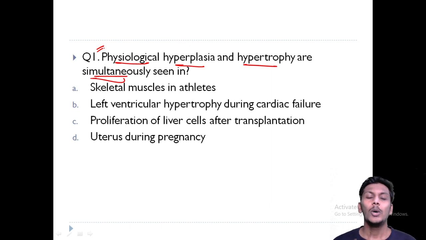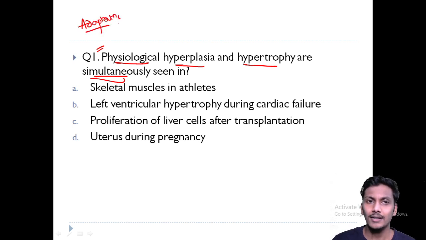As we all know, whenever a cell has an injurious stimulus or undergoes stress, first of all it tries to adapt to the newer environment or to the stress. These are known as cellular adaptations that we have already discussed. These are of four types: either it can be atrophy, hypertrophy, hyperplasia or metaplasia. So these are cellular adaptations.